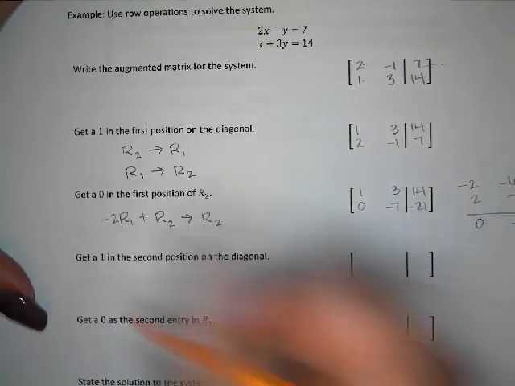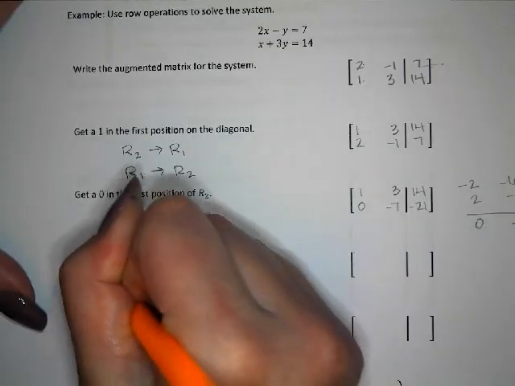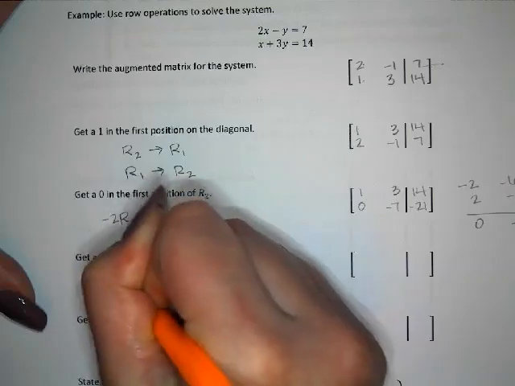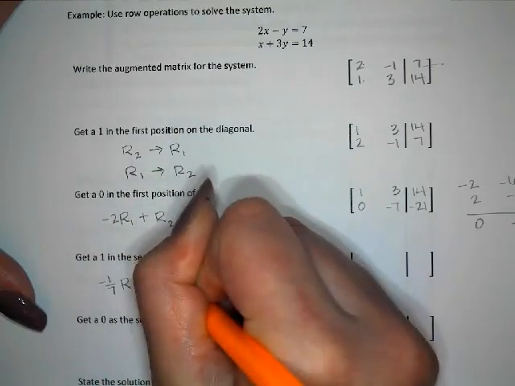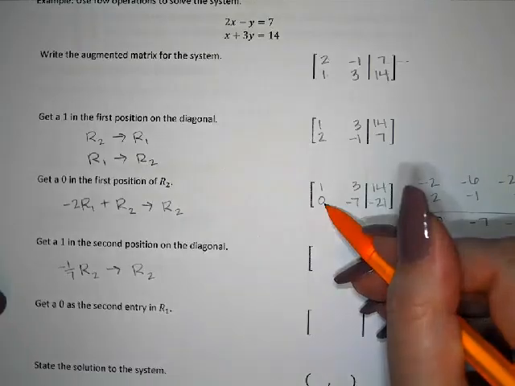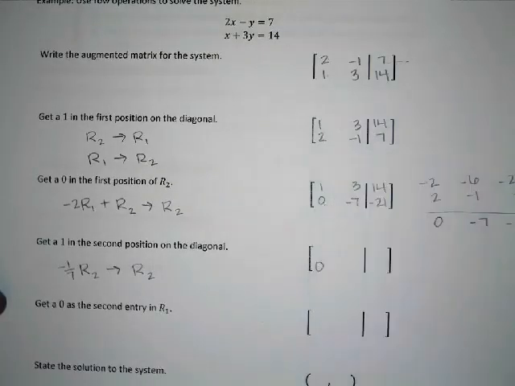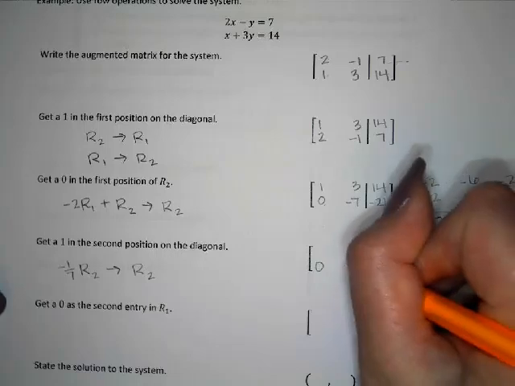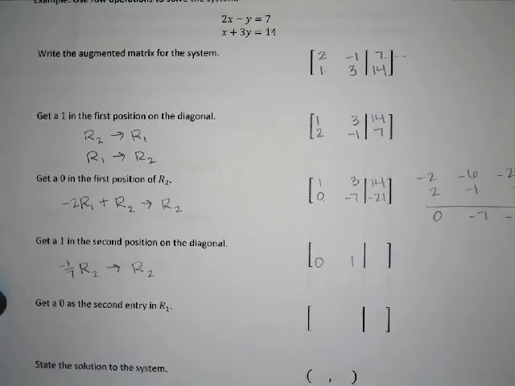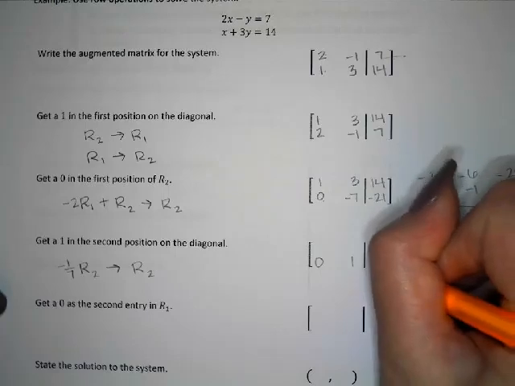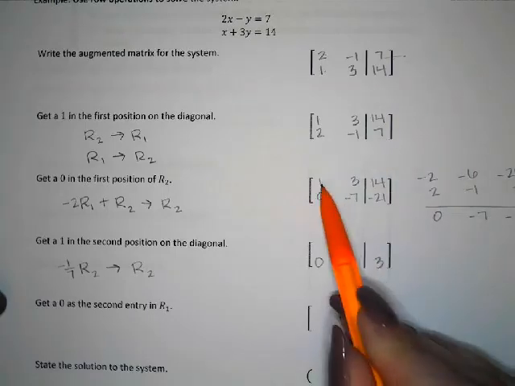-1/7 times row 2 is going to become row 2. So 0 times -1/7 is 0. -7 times -1/7 is 1. -21 times -1/7 is 3. And then row 1 didn't have to change at all, so I'm just going to rewrite that one in here.